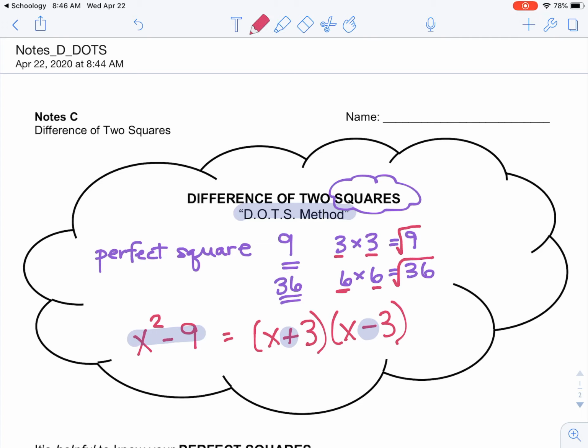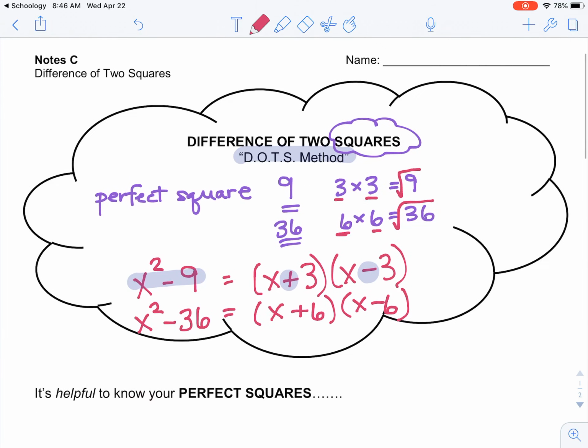So if we did another example here, let's do x squared minus 36. I'm going to have x plus and an x minus, and the square root of 36 is 6, so I can plug that into my factors. So that is the dots method.